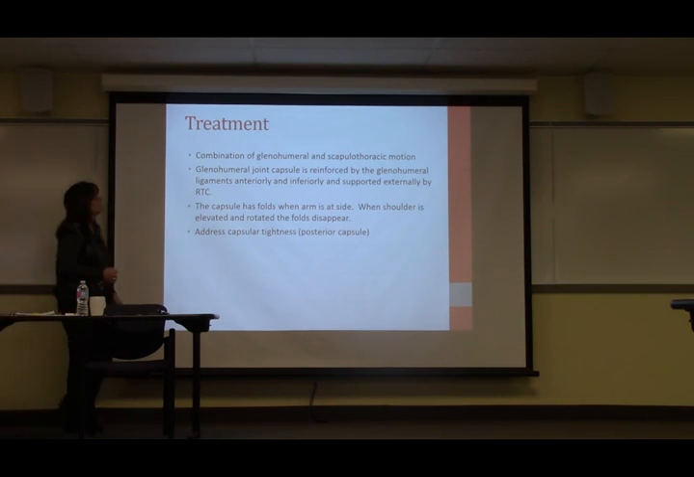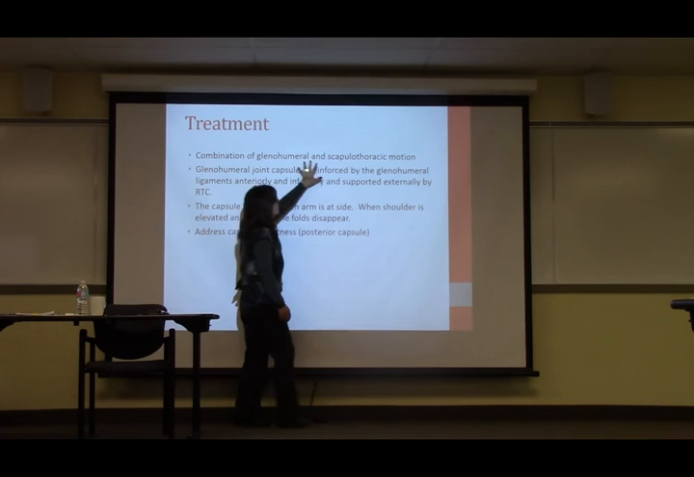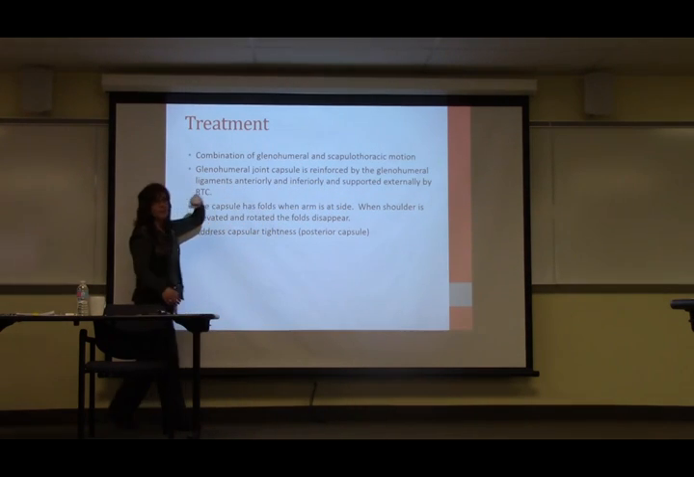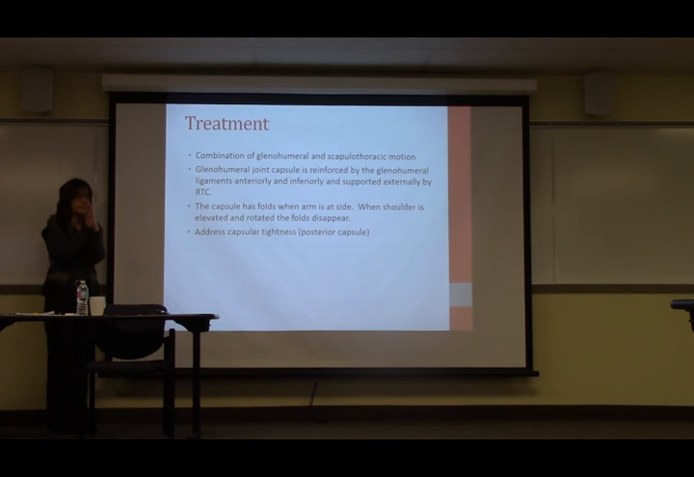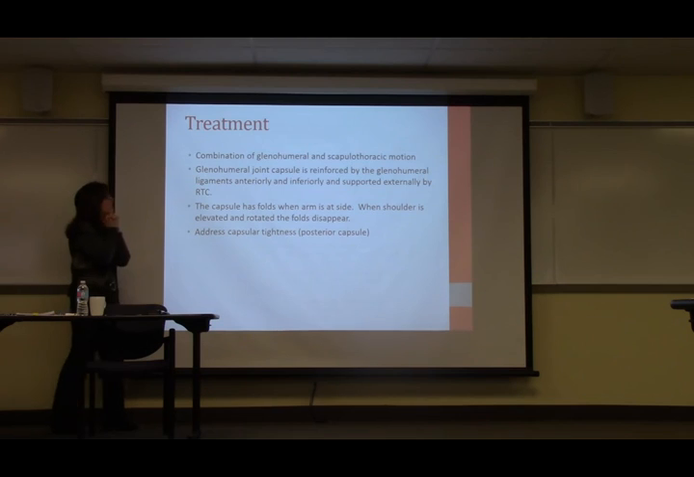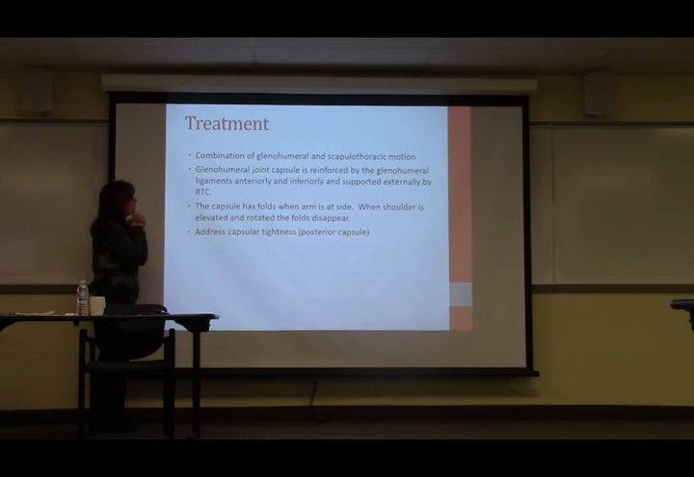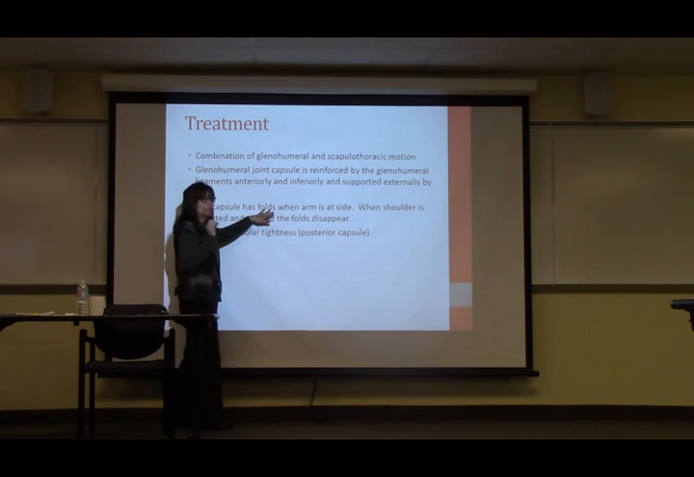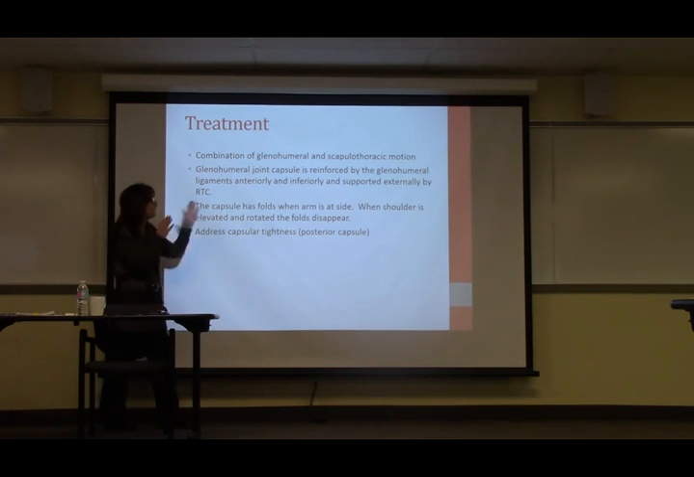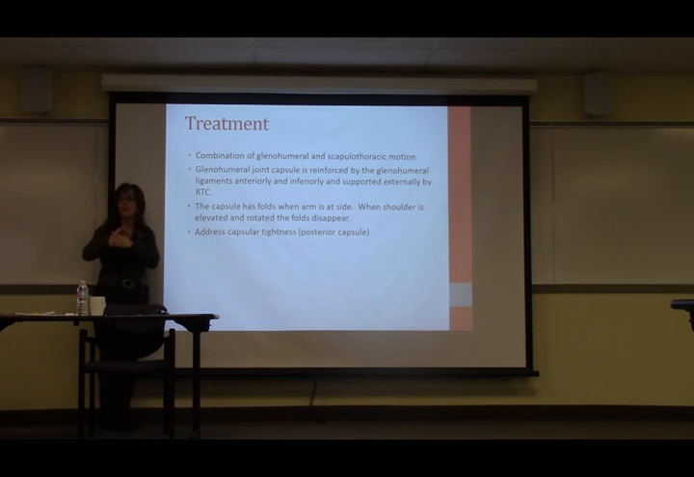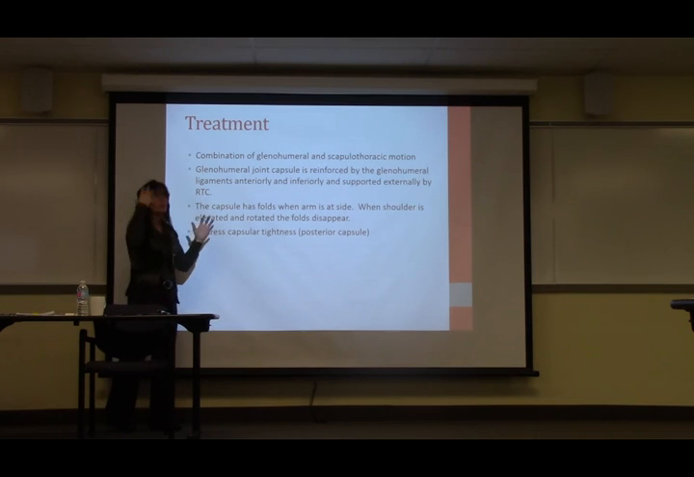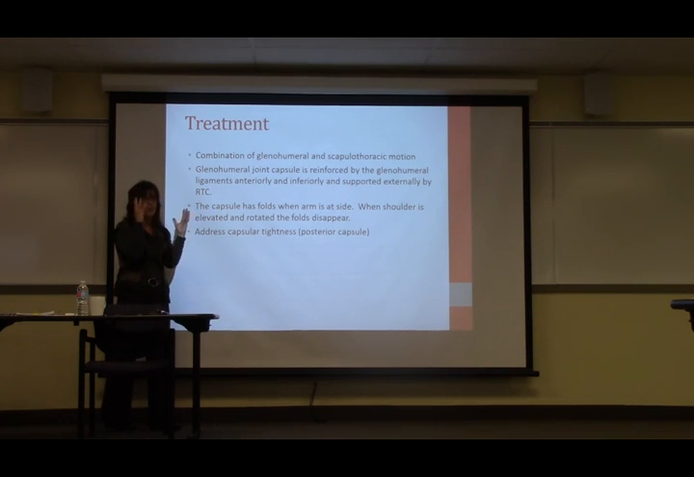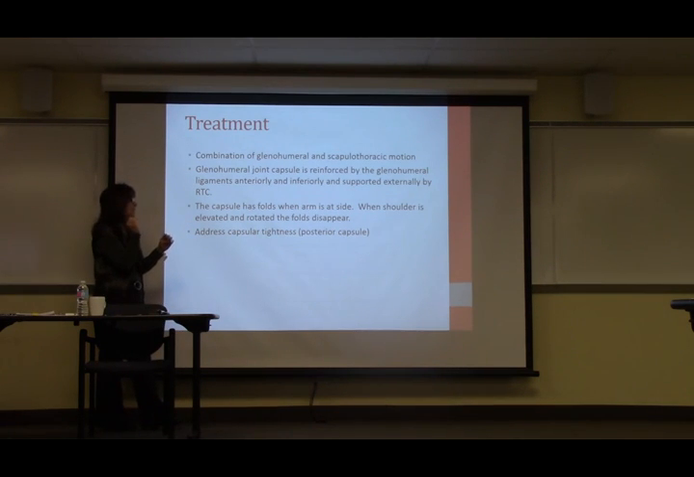Whenever you're working with the shoulder, you want to make sure you include the glenohumeral and the scapula. You have to do both. If you only do half, you're only doing half of the care that they need, and they still won't get all the function back. And the capsule has folds, which we talked about when we talked about frozen shoulder. The capsule folds over itself when your arm is at its side and when it's internally rotated, so it gets scarred down. When your shoulder is moved out, those folds disappear, which is why it's difficult when you have shoulder stiffness to get full range of motion.